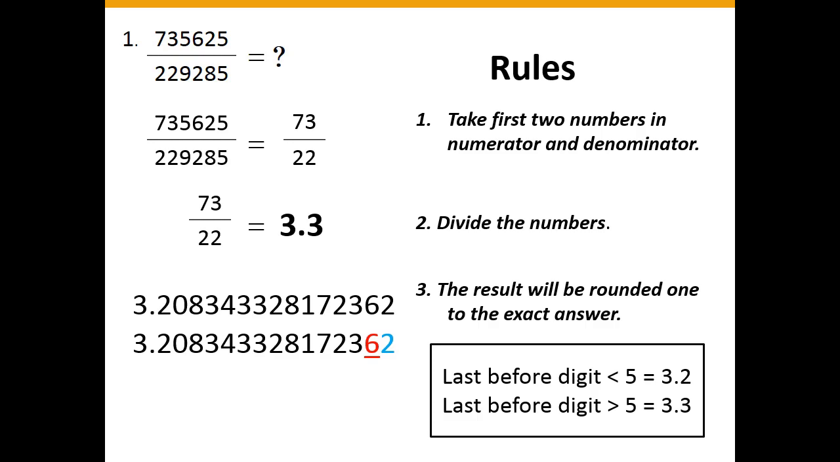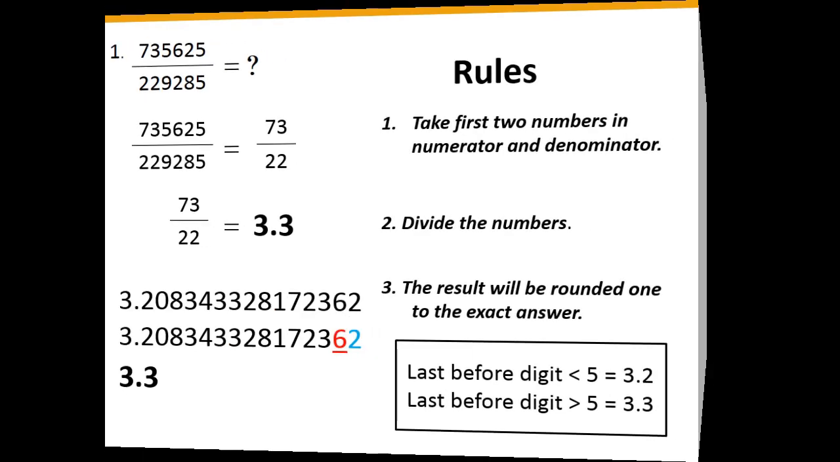Because see the number in the red, it is the number after the last digit 6. It is above 5. So we added 1 to the number after decimal point. So we get the answer as 3.3. Did you understand friends? How did we get the answer? Okay, let's move to another question, another type.